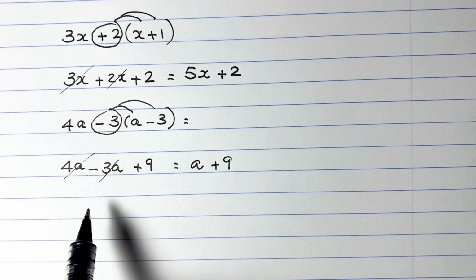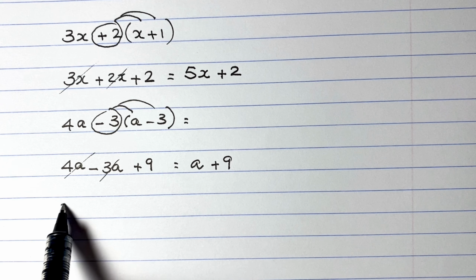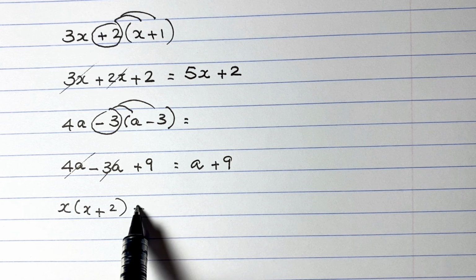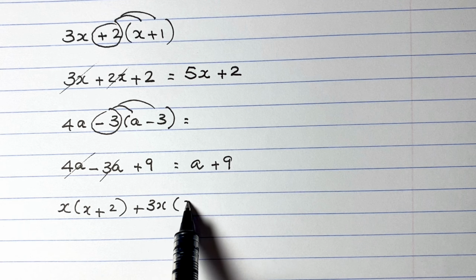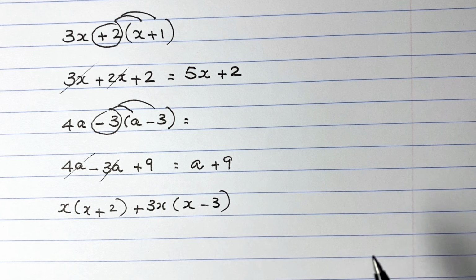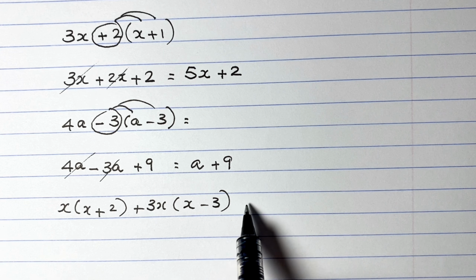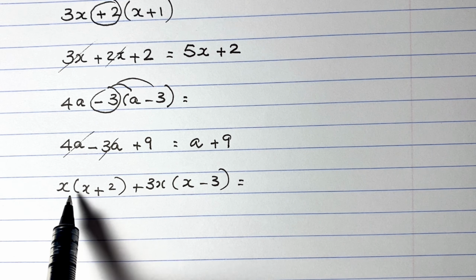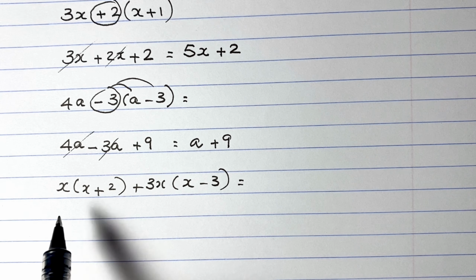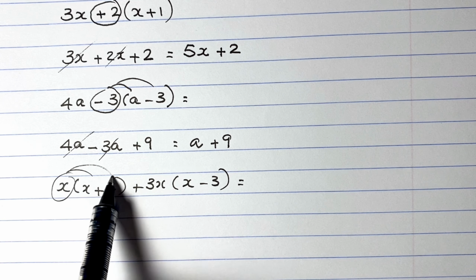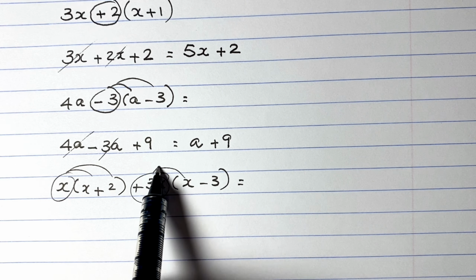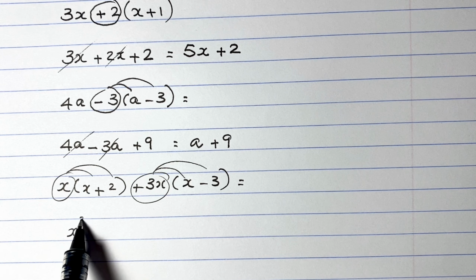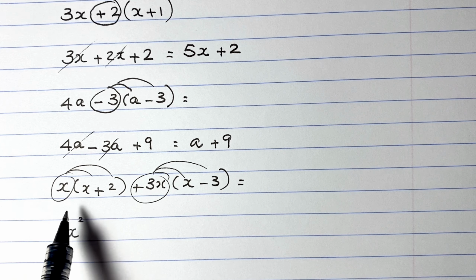Let's use an example where we have more than one bracket. Say x bracket open x plus 2, plus 3x bracket open x minus 3. They will ask you to simplify this expression. We can't simplify until we actually remove the brackets. So we've got two separate brackets to remove. x times x, x times plus 2, plus 3x times x, times minus 3. So x times x, x squared, not 2x. I'm not adding, I'm multiplying.